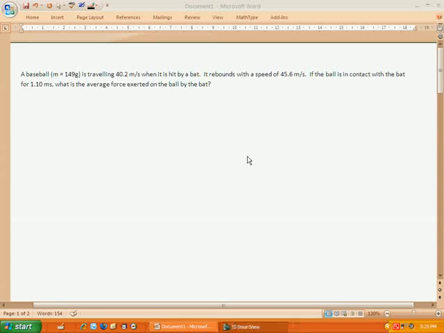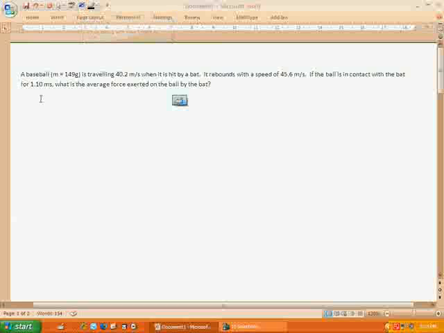Alright, today I'm going to take a couple of minutes and talk you through a couple of problems dealing with impulse and momentum. Alright, so we're going to go ahead and start with this problem right here. We've got a baseball that's traveling 40.2 meters per second. That's pretty close to 90 miles an hour when it's hit by a bat.